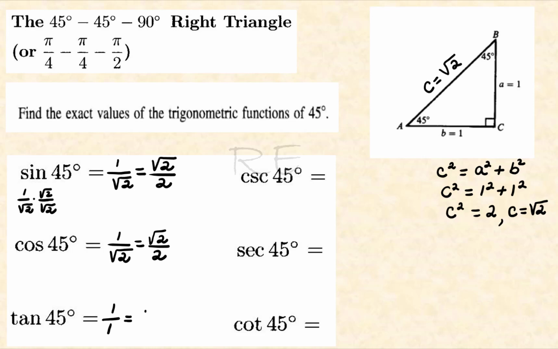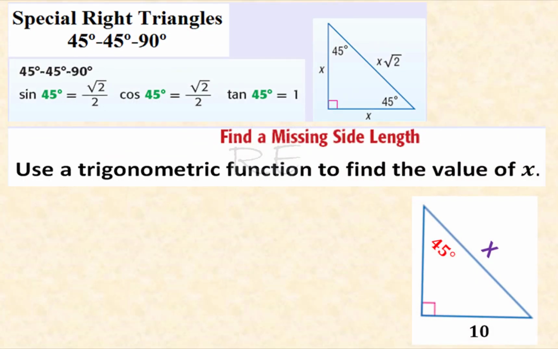Tangent 45 is opposite over adjacent. It's 1 over 1. Cosecant 45, the reciprocal of sine 45, is square root of 2. Secant 45, the reciprocal of cosine 45, is square root of 2. And cotangent 45 is equal to 1.